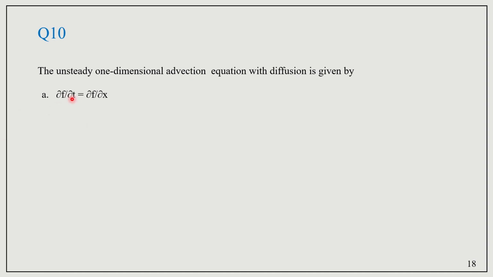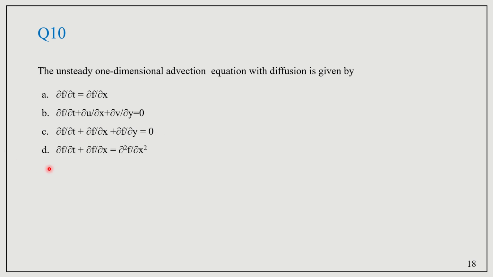Option A, dou f by dou t equal to dou f by dou x. Option B, dou f by dou t plus dou u by dou x plus dou v by dou y equal to 0. Option C, dou f by dou t plus dou f by dou x plus dou f by dou y equal to 0. Option D, dou f by dou t plus dou f by dou x equal to dou square f by dou x square.